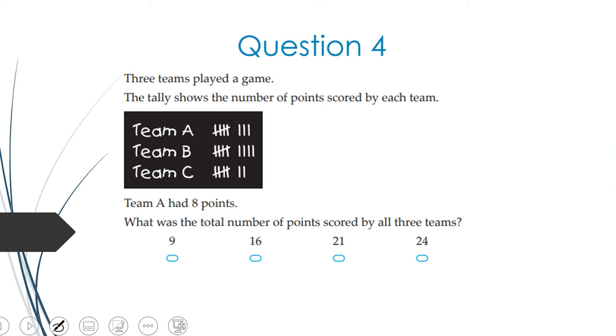Question 4. 3 teams played a game. The tally shows the number of points scored by each team. Team A had 8 points. What was the total number of points scored by all 3 teams? So this is just the tally system, obviously, where anything that looks like this is 5. So we've got 5, 10, 15, plus 3, 1, 2, 3, will make 18.